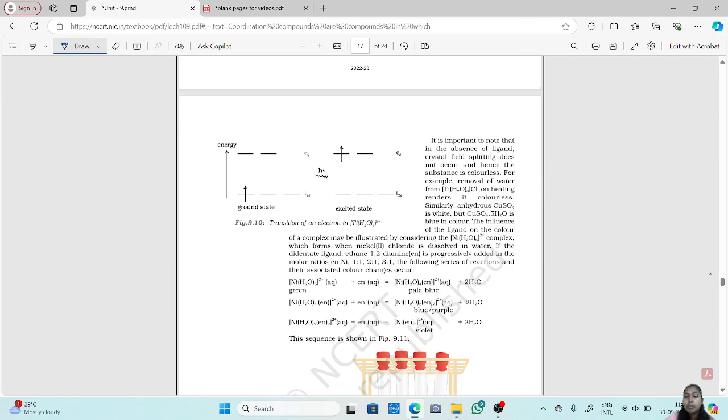Now, it is important to note that in the absence of ligand, crystal field splitting does not occur and hence the substance is colorless. So, if there are no ligands, then the crystal field splitting won't occur. If the crystal field splitting doesn't occur, then the substance is colorless. For example, removal of water from Ti(H2O)6 on heating renders it colorless.